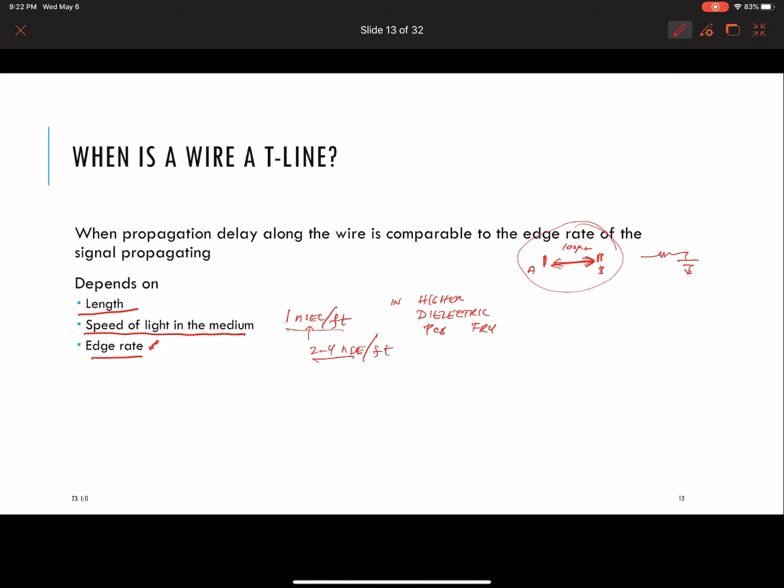If the distance between A and B is like 12 inches, a foot, or 20 inches, then you basically need to worry about transmission line effects. Even if you have a very slow edge, because these things are incrementally traveling through the transmission line, you can still pretend it's one chunk of metal going up and down together. So depending on the distance you're traveling, the speed of light in that medium, and the edge rates, you either have to use a transmission line model or not.